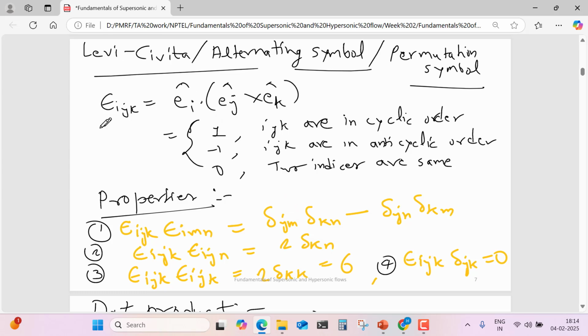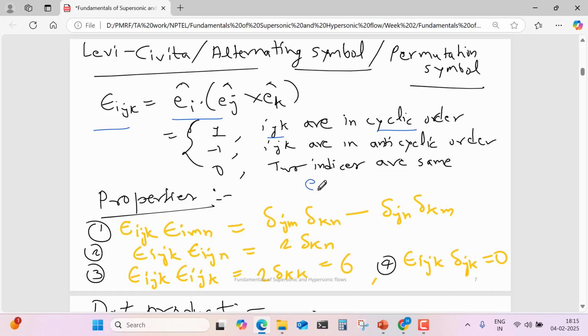There is another symbol, the Levi-Civita alternating symbol or permutation symbol. It is given by epsilon ijk, and we can find it using the triple product e_i cap dot e_j cap cross e_k cap. From the triple product we know that its value will be equal to 1 when i, j, k are in cyclic order. When they are in anti-cyclic order, its value will be -1. And if two indices are the same, then it will be 0.